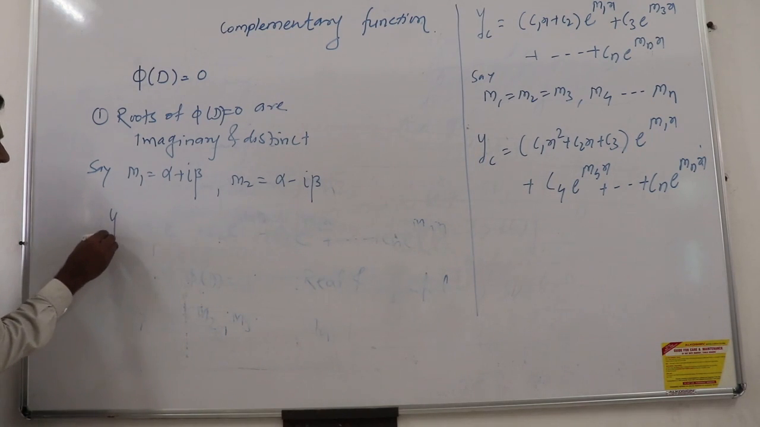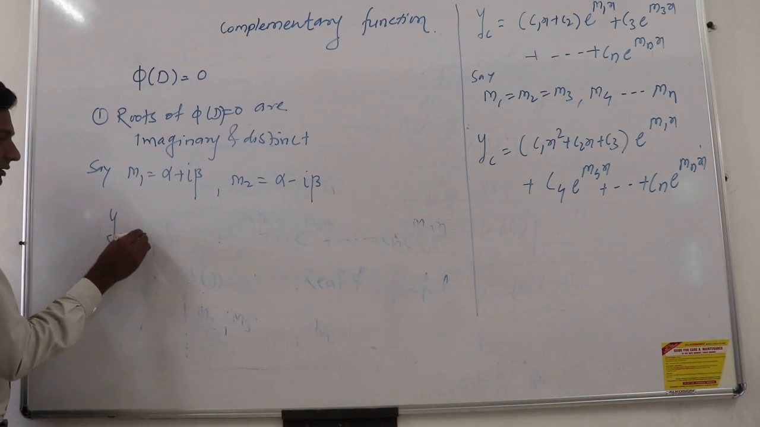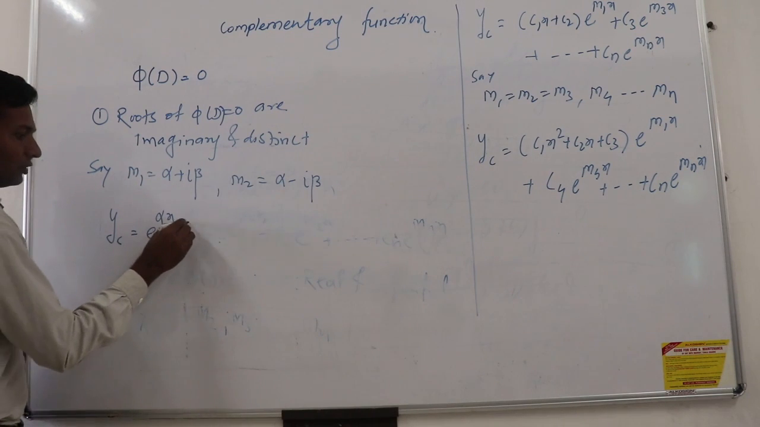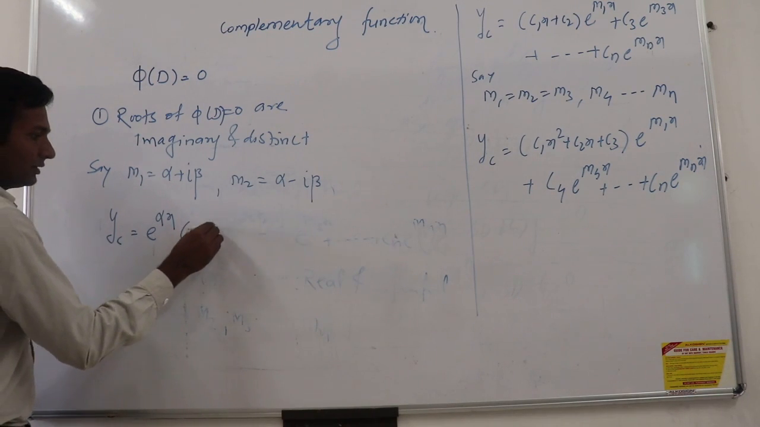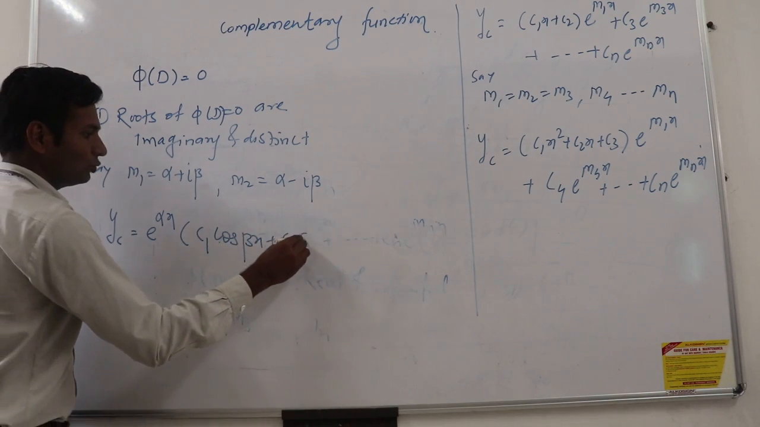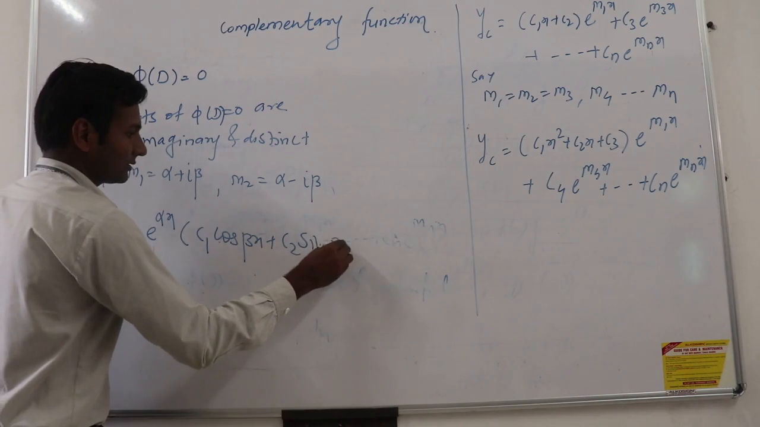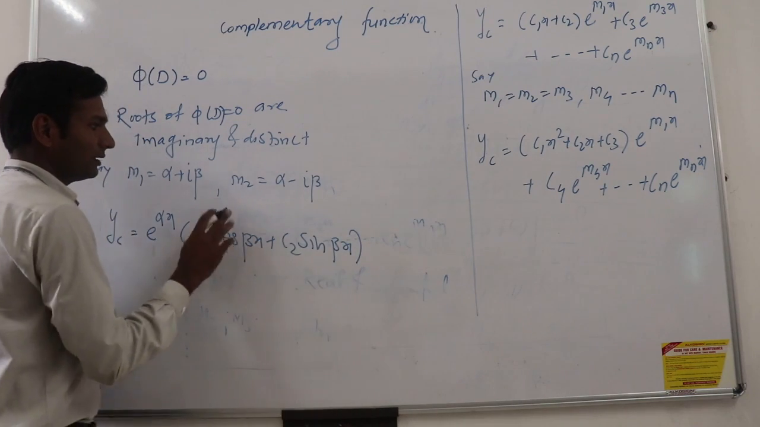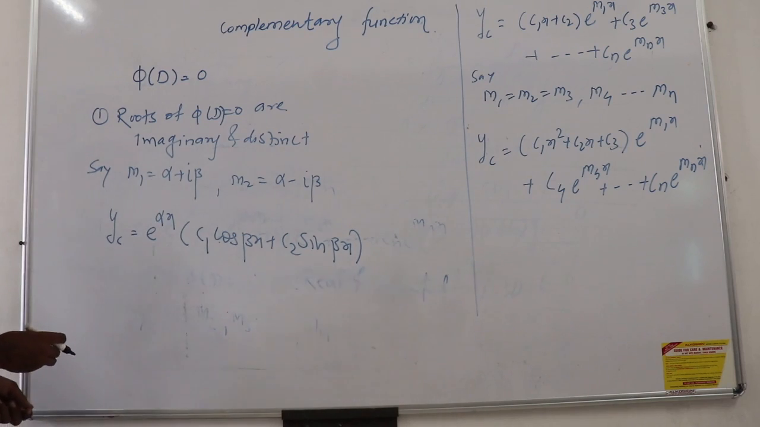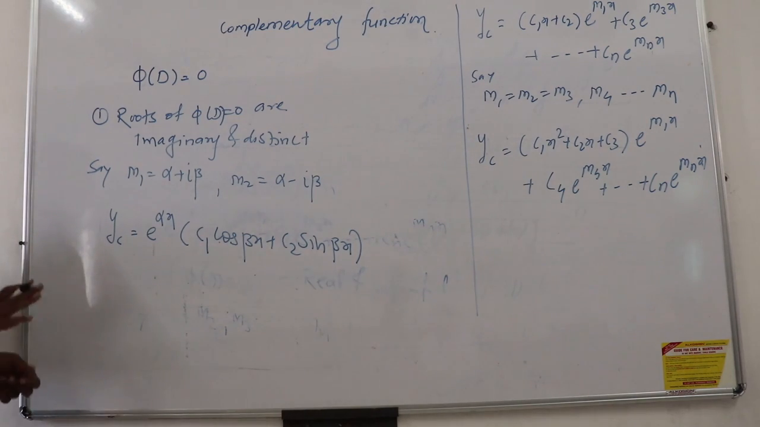Then its complementary function is e raised to alpha x, into bracket c1 cos beta x plus c2 sin beta x. This beta is the imaginary part of these complex numbers. That is our case number 3.